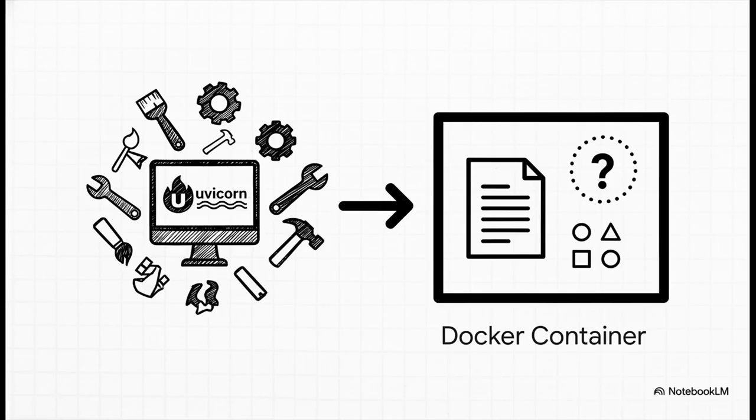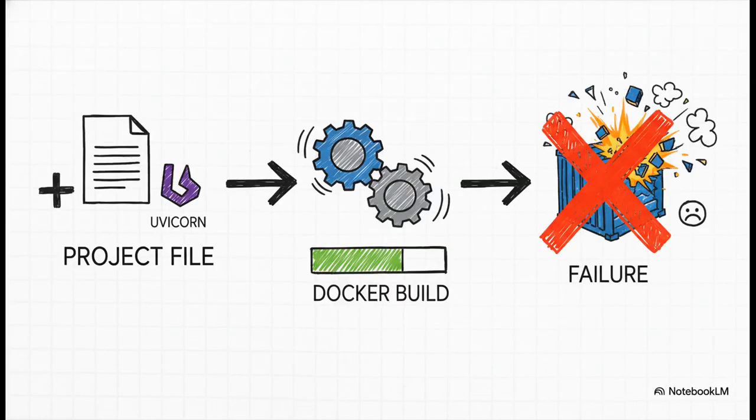The fix seems easy, right? Just add it to the list. So we're feeling pretty good about ourselves. We add Uvicorn to our project file. We rebuild the image, we rerun the container, and nope, it fails. Again, exactly the same way. What's going on? Well, it turns out that first problem was actually masking a second, totally different issue.